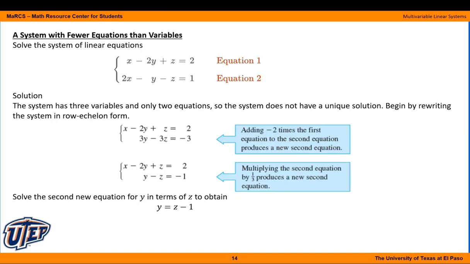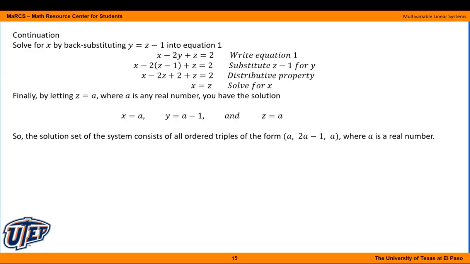Solving for y gives y is equal to z minus 1. Notice that z remains unrestricted. This means z will become our free parameter. Let's use that relationship to determine x. We substitute y is equal to z minus 1 into equation 1. Simplifying the resulting equation gives x is equal to z.